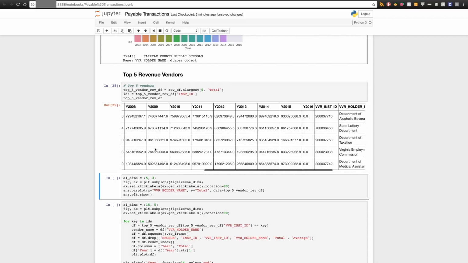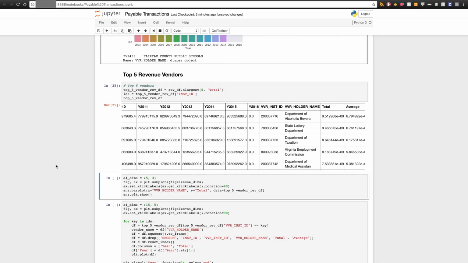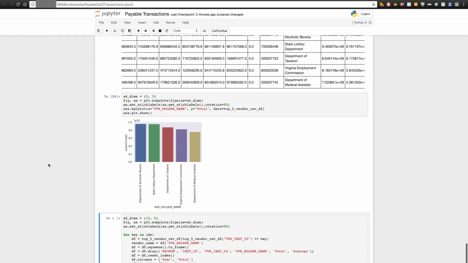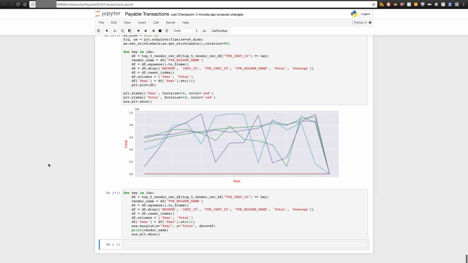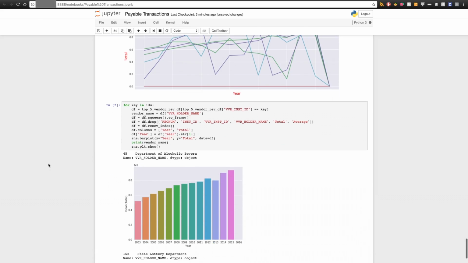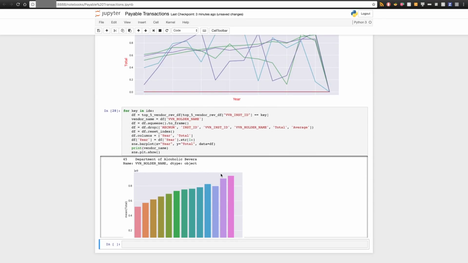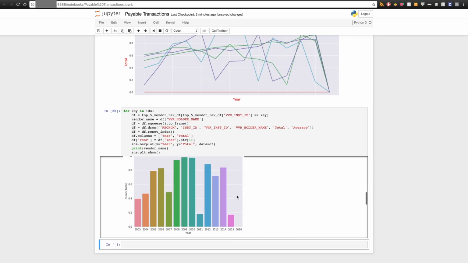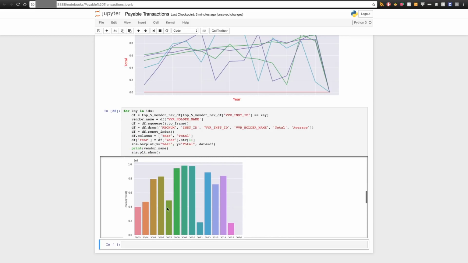Similarly, let's look at the revenue. If you notice, this data would imply that the Department of Alcohol and Beverage, as well as the State Lotto, make more revenue than the Department of Taxation. For some reason, they aren't showing any revenue for 2016. Also, despite being pretty consistently increasing revenue for the Department of Alcohol and Beverage and the State Lotto, the Department of Taxation is all over the map, which again makes this seem like something is wrong with this data.